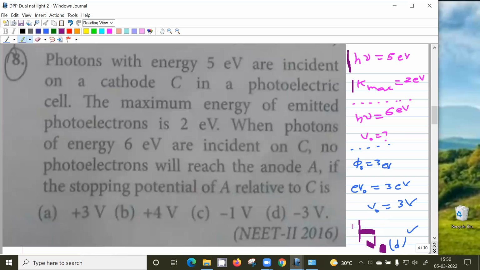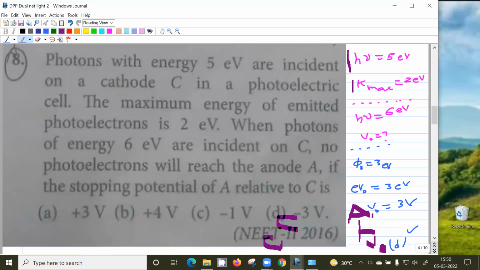They have written stopping potential with respect to C, anode potential with respect to C. What does that mean? I don't get it. C is the cathode, which emits electrons. This is the anode, right? Yes, sir. So the cathode should be at the higher potential, and the anode should be at negative voltage.